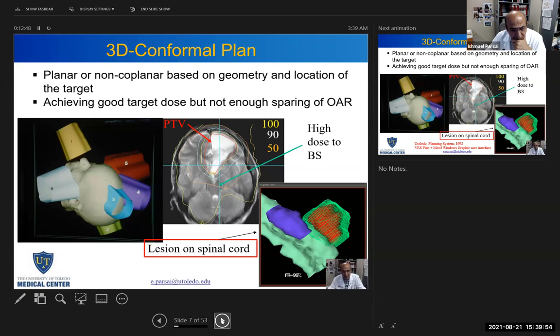The problem with this plan compared to today is we are achieving a good coverage for the tumor, but the dose to the structures that are in the nearby vicinity of the tumor is not acceptable by today's standard. As you can see, the 50% isodose line is going through half of the brainstem, and this is really not acceptable in today's dosimetry treatment planning. This is another plan that we did then, which is really showing a tumor behind the vertebrae and a lesion on the spinal cord.